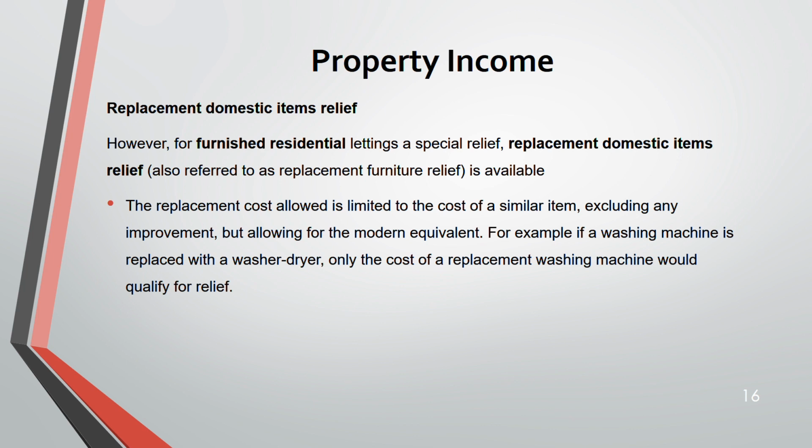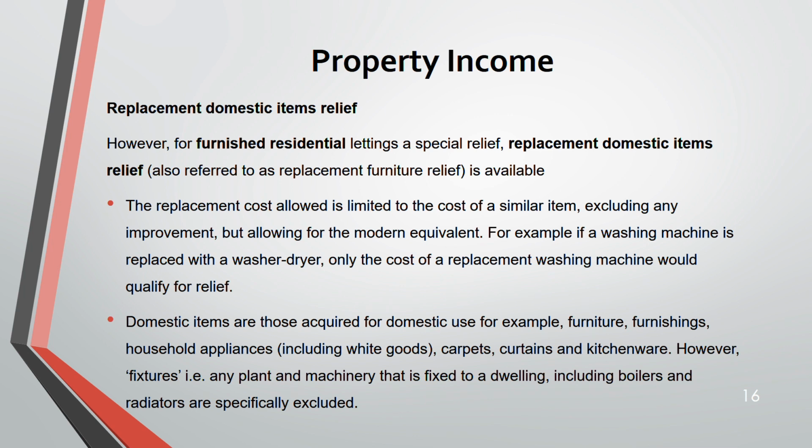For example, you bought a washing dryer 5 years back. Now, after 5 years, that model is no longer there. A new model comes, right? It is similar, and in modern ways it's equivalent to that previous one, but with some new things. For example, a washing machine is replaced with a washing dryer. So only the cost of the replacement washing machine would qualify for this relief. Remember.